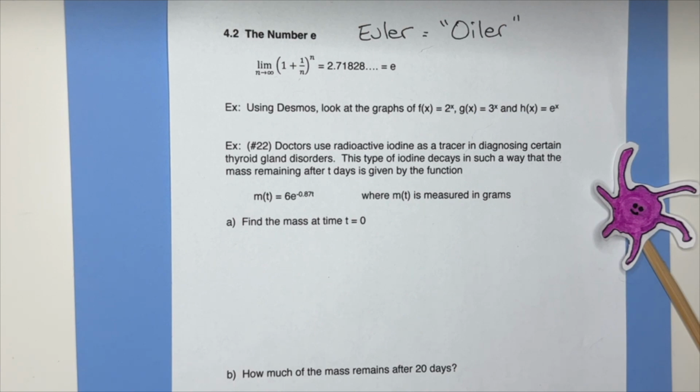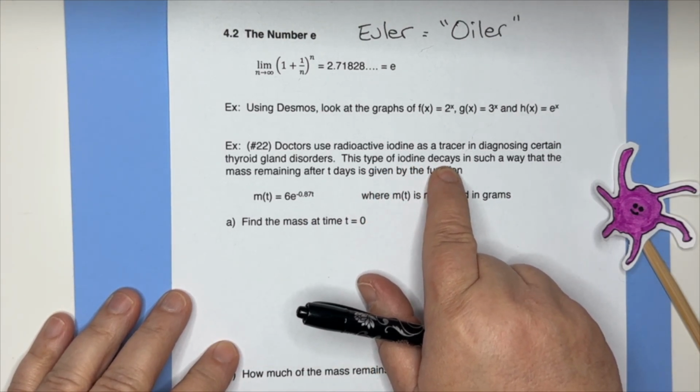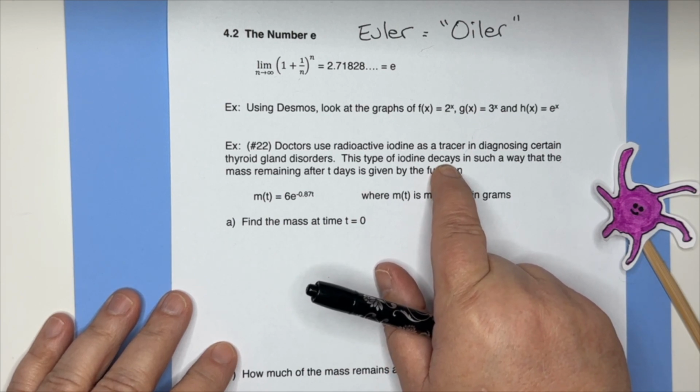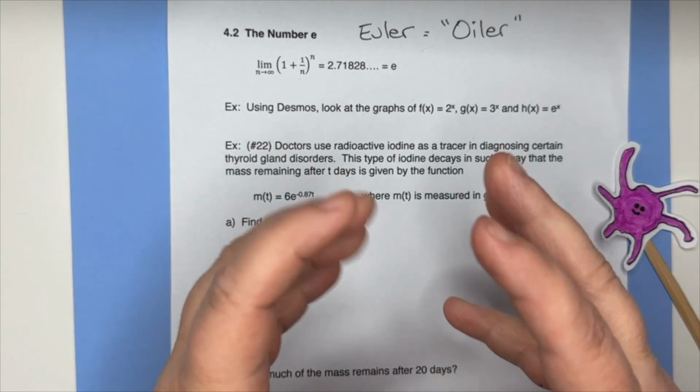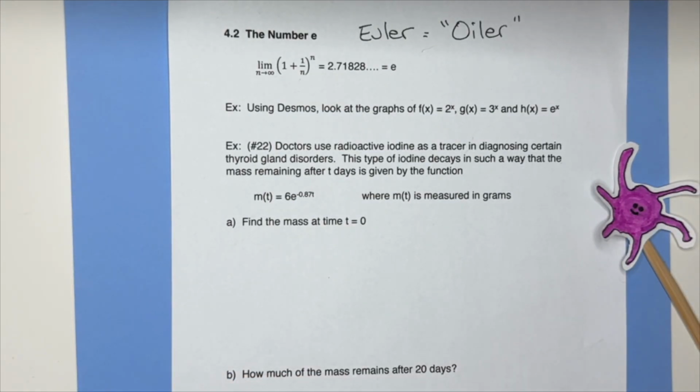So you can take a better look at what's going on inside the thyroid. And this iodine decays. And rather than exponential growth now, because this is radioactive, it's actually the substance, the iodine, instead of getting bigger and bigger, it's getting smaller and smaller.